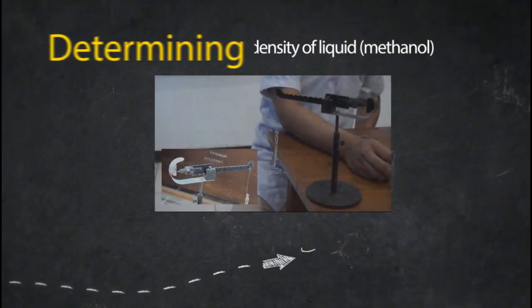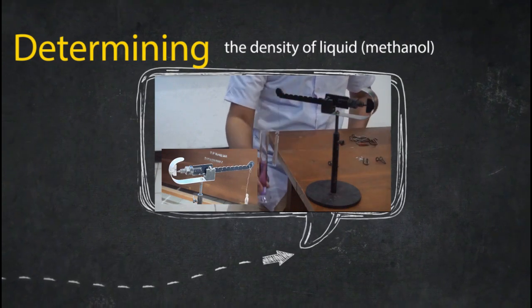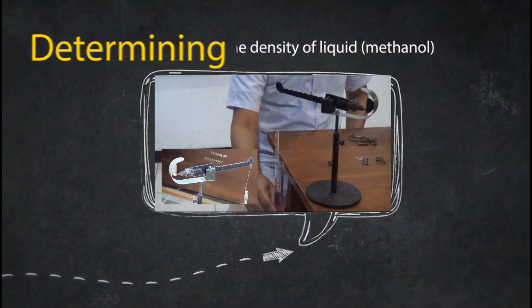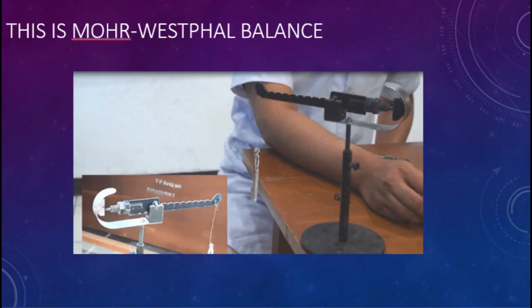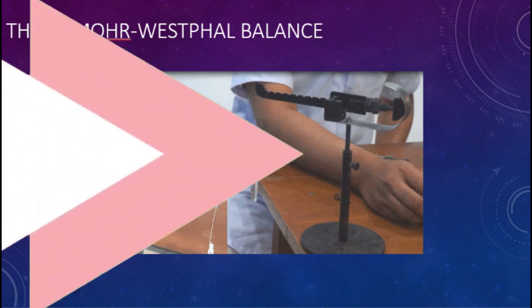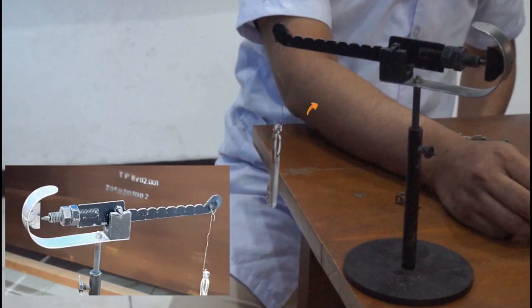Now we come to the last experiment, which is to determine the density of a liquid. In this experiment we are using methanol. So this is what actually happens when you are using the Mohr-Westphal balance. First of all, you need to make sure that the needle at the left end here is pointing to 0, which means the whole system is in balance.